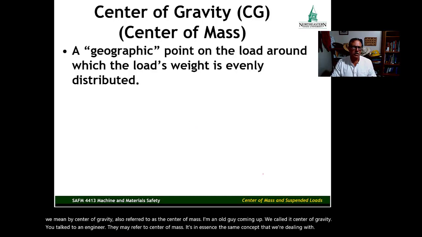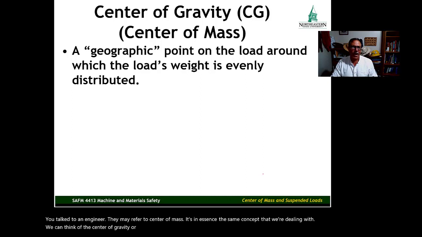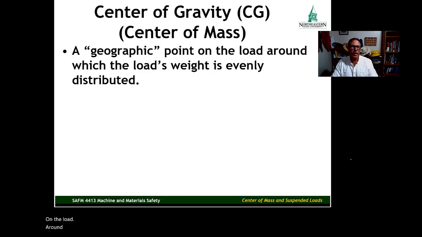We can think of the center of gravity or the center of mass as a geographic point, a location on the load around which the load's weight is evenly distributed. A point around which the load's weight is evenly distributed.